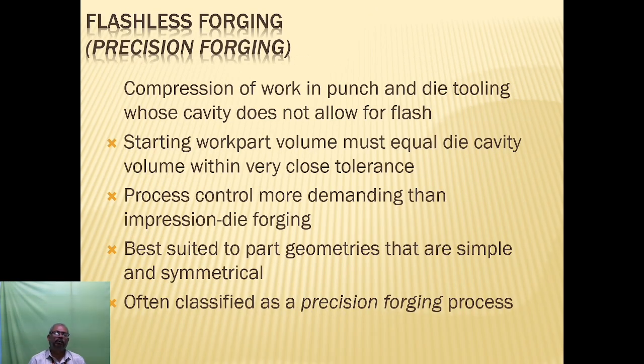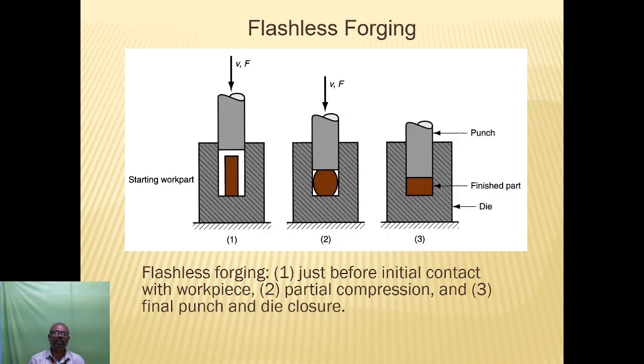The next one is precision forging or flashless forging. Compression of work in punch and die tooling whose cavity does not allow for flash. Starting work part volume must equal die cavity volume within very close tolerance. Process control is more demanding than impression die forging. Best suited to part geometries that are simple and symmetrical. It's often classified as a precision forging process.